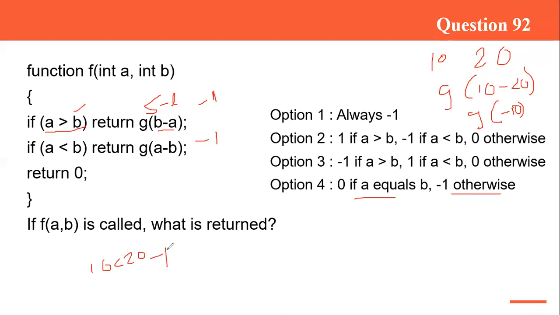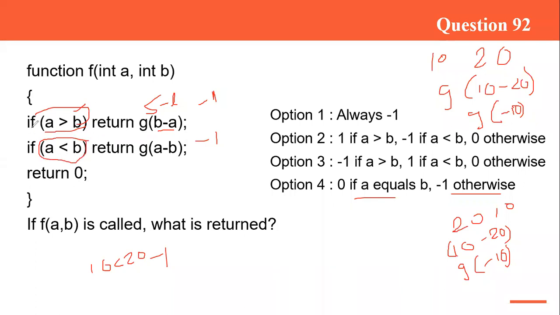So A less than B, we got -1. Now take same thing, 20, 10. What will happen? 20 greater than 10. True. Call the function with B minus A. B minus A means 10 minus 20. 10 minus 20 means -10. So you're again calling the G function with -10. That means it will return -1. So whether this condition is true or whether this condition is true, you are getting -1 as the answer.